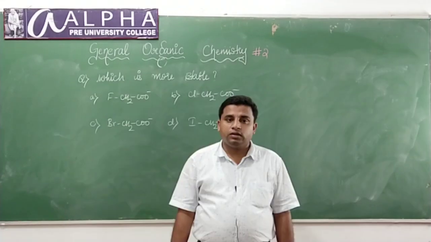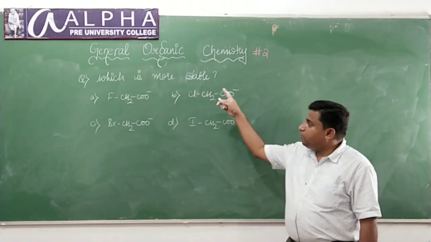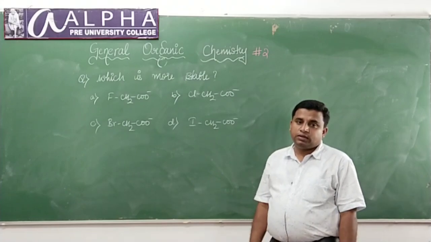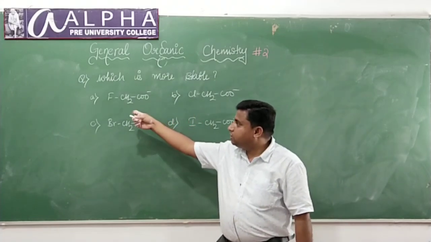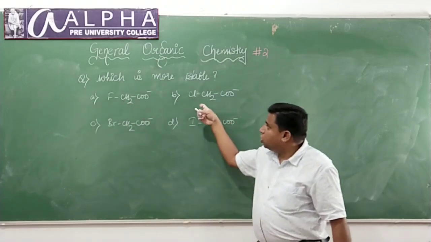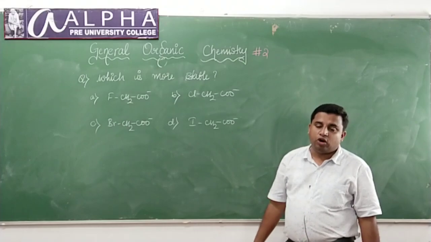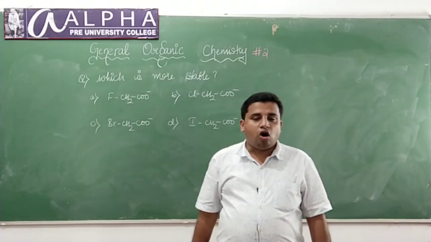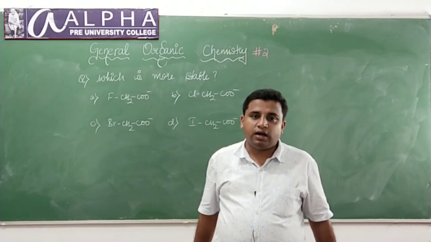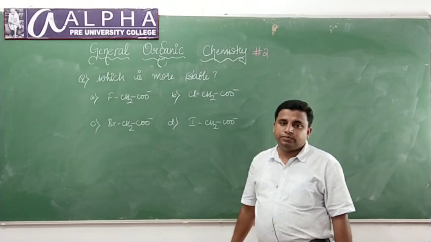So guys, I have this question. Which among them is more stable? See, all of them are charged species: fluoroacetate ion, chloroacetate ion, bromoacetate ion and iodoacetate ion. All of them are charged species and obviously quite less stable, but among them which is more stable?